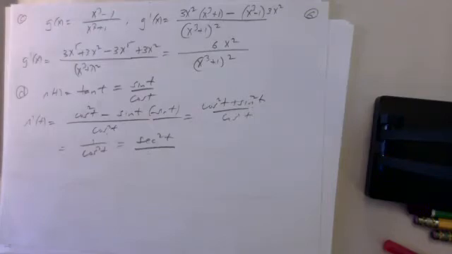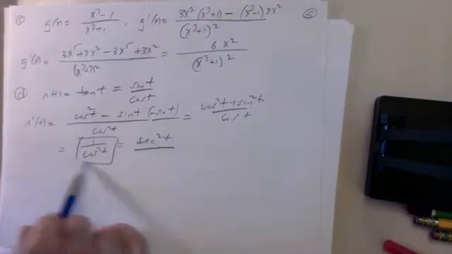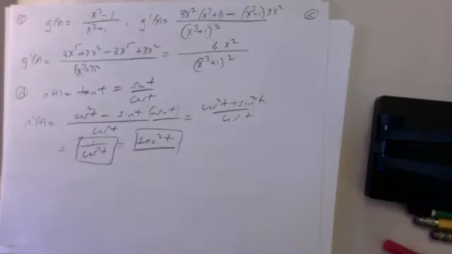So what about if we leave the 1 over cosine squared? This is correct also. They're both correct. Thank you. Either one would be fine.